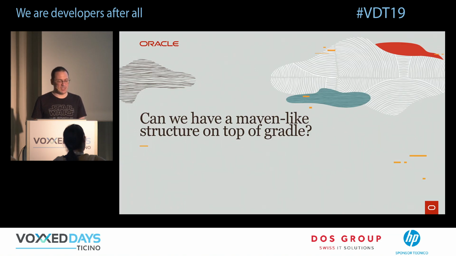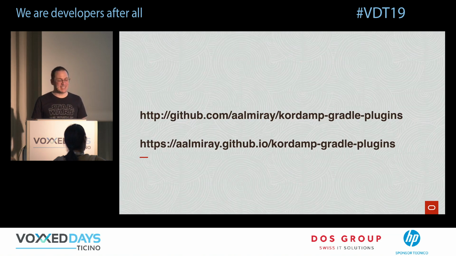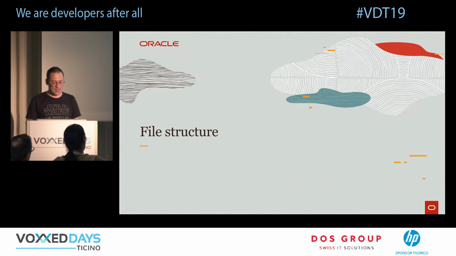So my question is, can we have something like Maven, a structure similar to Maven, on top of Gradle, given that Gradle is so flexible? Well, the answer is yes. So almost a year ago, as a matter of fact, I started writing or condensing all the lessons learned of using Gradle in many open source projects into a series of plugins, which is now known as the Kordamp Gradle plugins suite. The first link is the GitHub repository. The second link is the guide that tells you the list of all the plugins that this set contains.